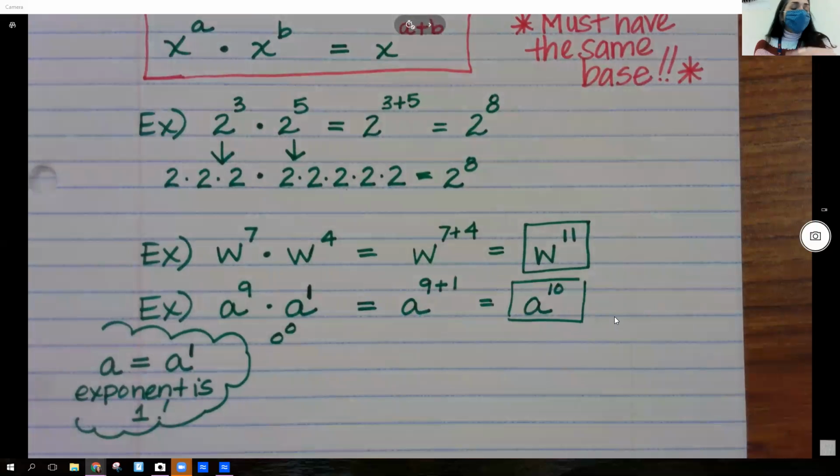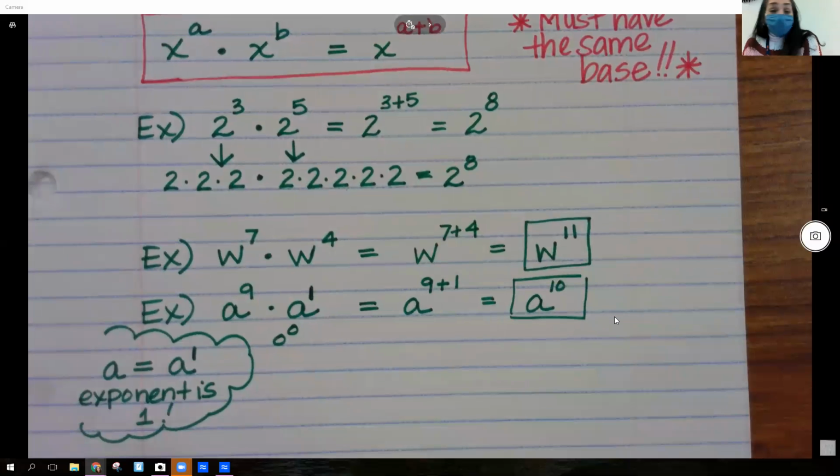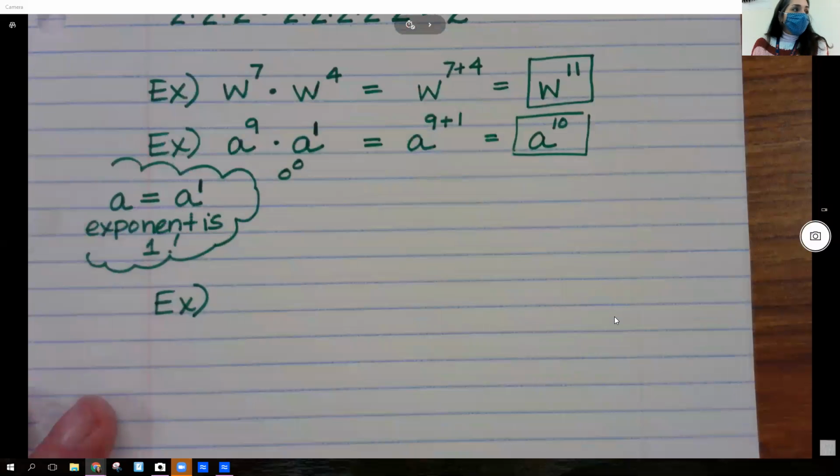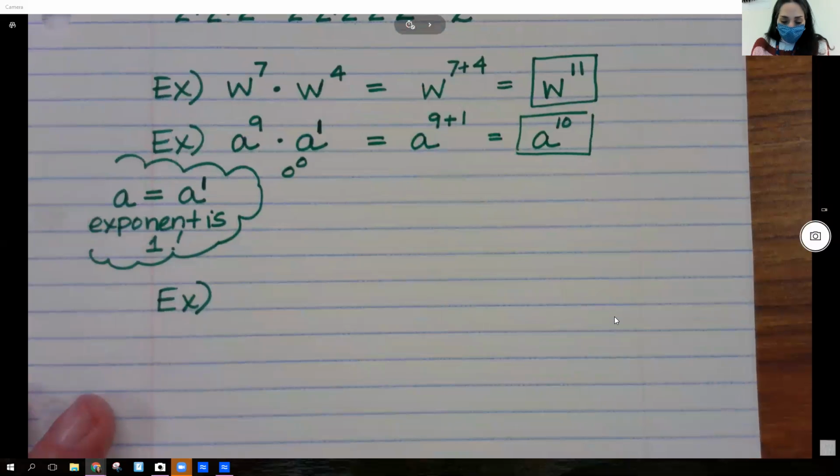Now, of course, they're not always going to be that easy. Of course, if you've already snuck a peek at the homework, you're like, that is not what the homework is like. So let's do some ones that are a little bit harder. So it's still the same rule though. Nothing really changes. You just have to keep track of your variables, okay? So let's see, let's do something like this.